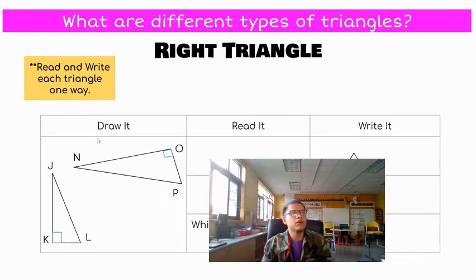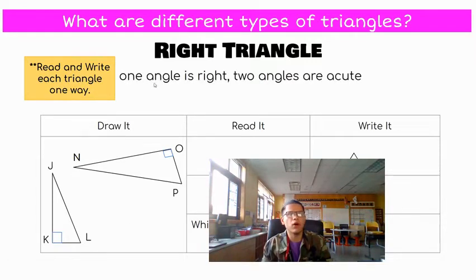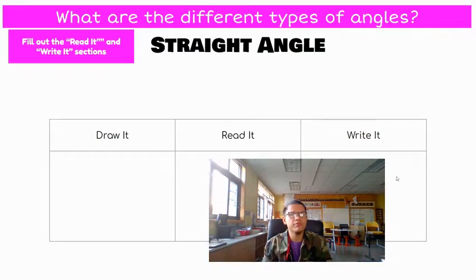All right, so we can use right angles to help us identify a right triangle. A right triangle will have a right angle, so right here, JKL is my right angle, and over here, NOP is my right angle. One angle is a right angle, and two angles are not right angles. We'll learn what this means in just a moment, okay?